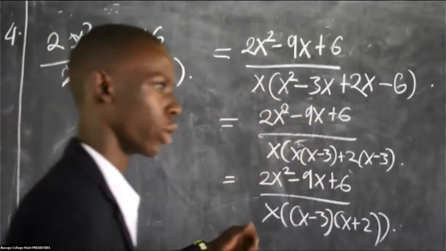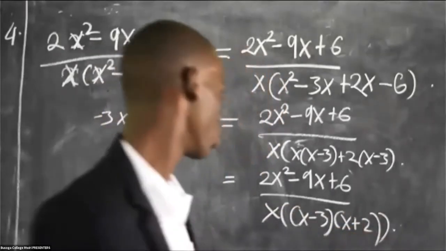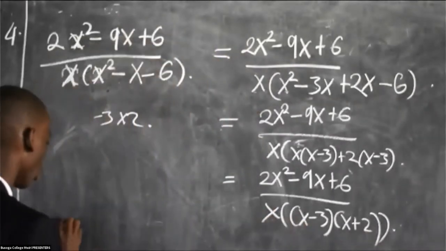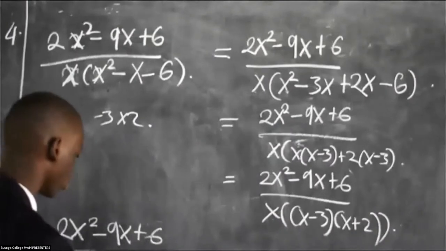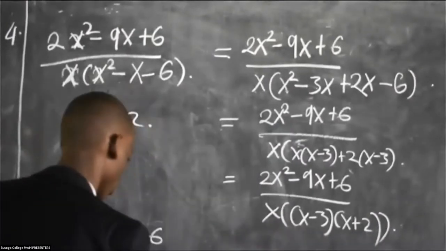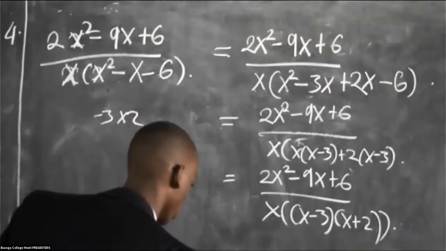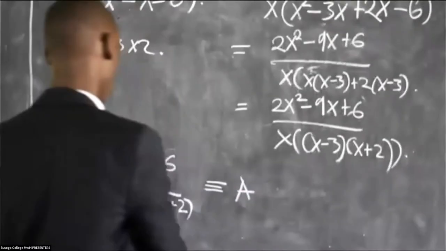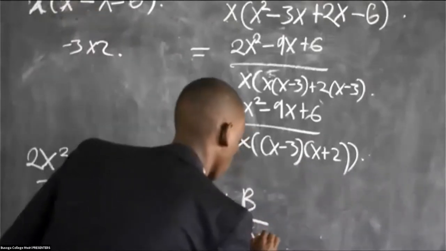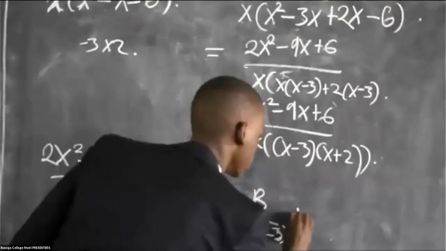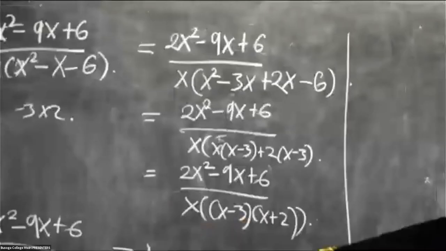Now looking at this, we are going to get the partial fractions. Now this is a linear equation. So what we are going to have is 2x squared minus 9x plus 6 out of x into brackets x minus 3 into x plus 2. Now mark this: this is equivalent to a out of x, plus b out of x minus 3, then plus c, sorry for this, plus c out of x plus 2. We proceed.